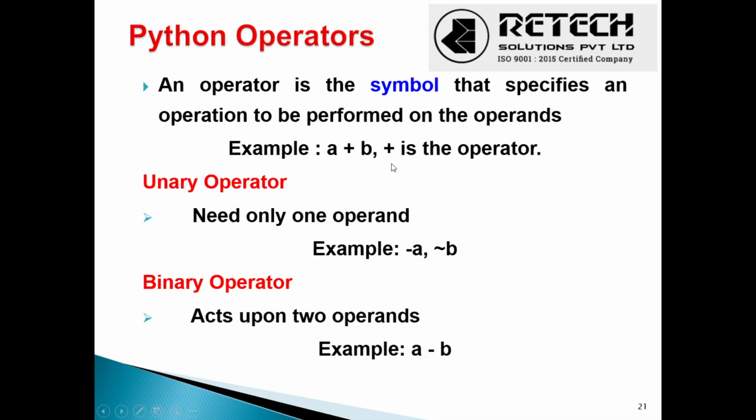There are two types of operators in Python: unary operator and binary operator. In a unary operator, you need only one operand. An operand is nothing but a variable. Here a is an operand and b is an operand. In a unary operator we need only one operand, and we can perform a calculation based on that. A binary operator acts upon two operands. We need two operands to perform a calculation, for example addition, multiplication, and subtraction. We need two operands, two variables, to perform the operation. That is called a binary operator.